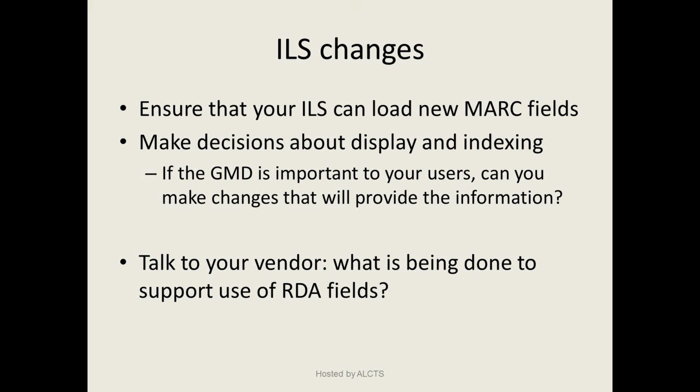It's also important to make sure that your ILS can load the new MARC fields and that you make decisions about display and indexing. RDA does not dictate these decisions. So think about that GMD. If it is important to your users, can you make changes that will provide that information somehow? You really do want to take a look at the new MARC fields and make sure they can even come into your system. The 264 is a good example. If we hadn't made a change to our load table in my library, we would not have gotten any publication information at all for resources, so we needed to add that field.